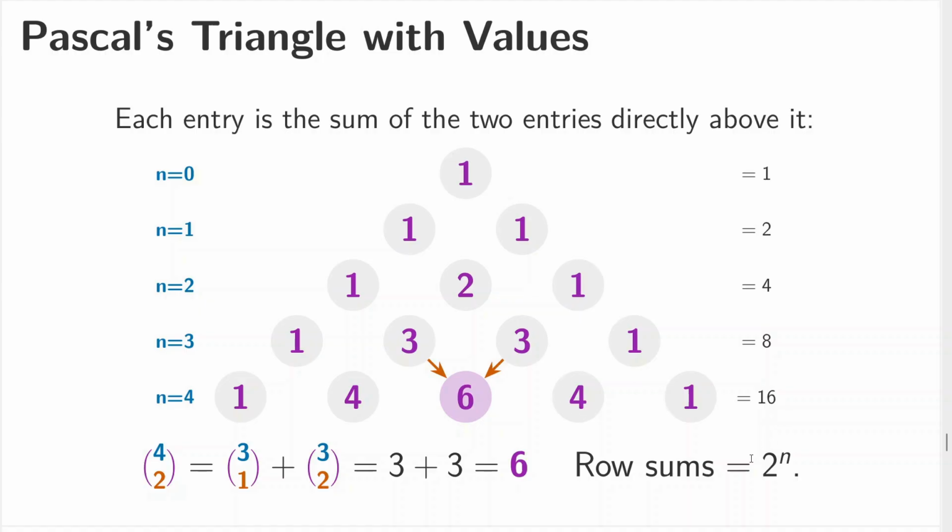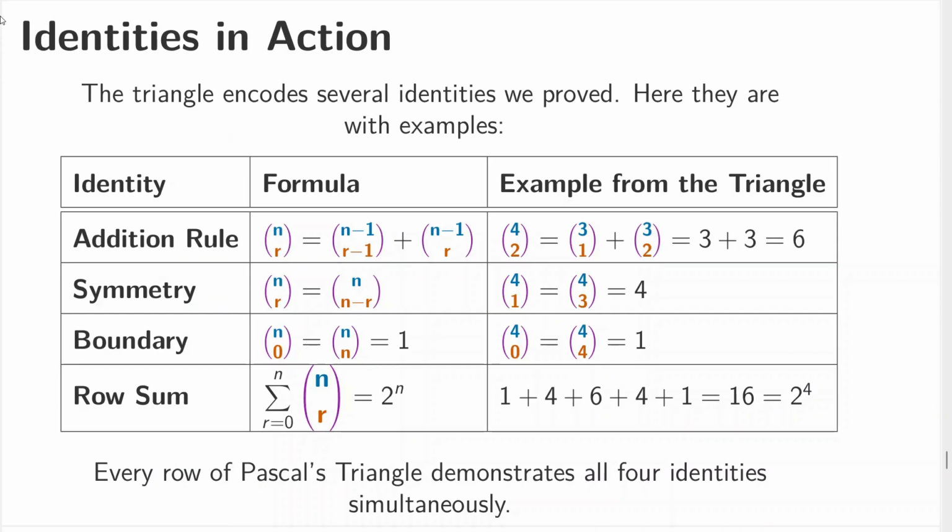Just as we saw earlier, 4 choose 2 is the exact sum of 3 choose 1 and 3 choose 2, because 3 plus 3 equals 6. And notice the final sums. The row sums always equal 2 to the power of n. We can truly see these identities in action within the triangle itself. The triangle visually encodes several identities we have already proved together.